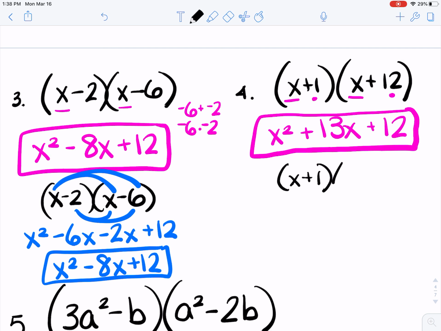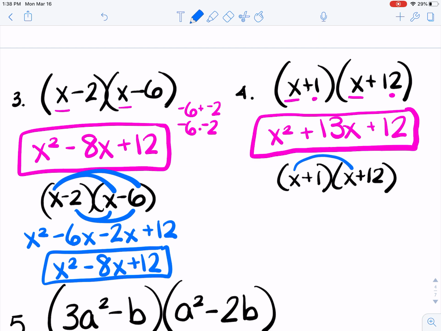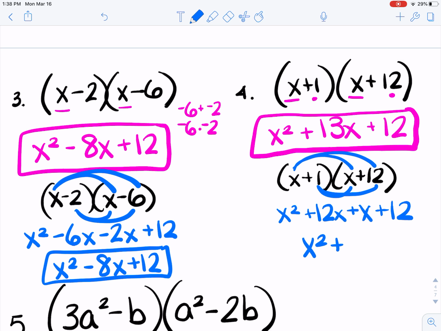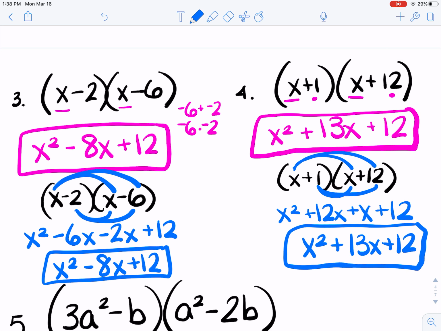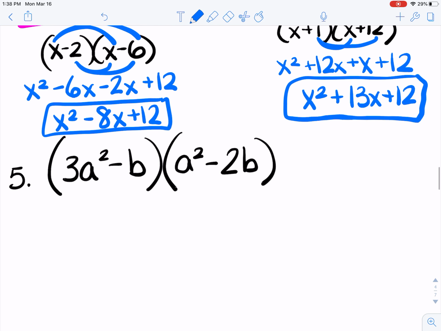Again, if you don't like it, you haven't picked up on the shortcut, then you're simply going to multiply these out, foiling. X times x is x squared, x times 12 is 12x, 1 times x is x, and 1 times 12 is 12. Add these up: x squared plus 13x plus 12. Once again, the answer is exactly the same whether you use the shortcut or not.